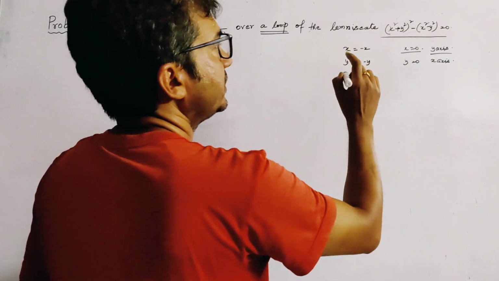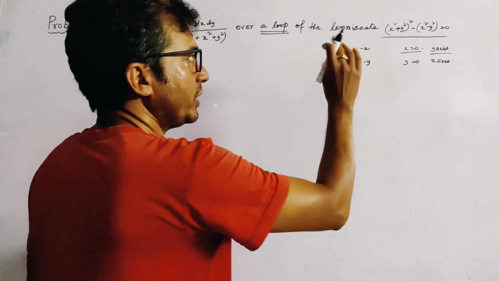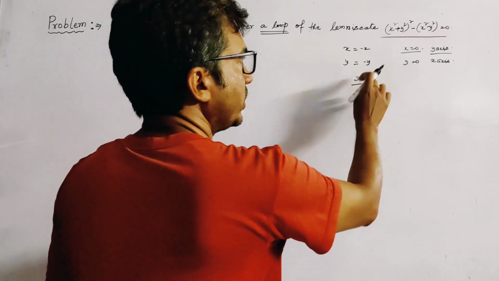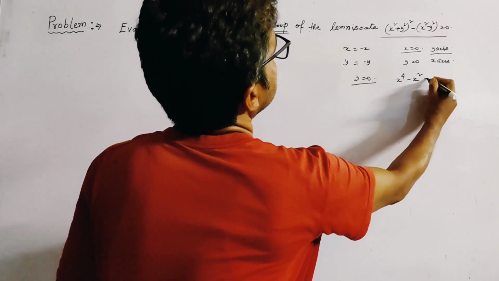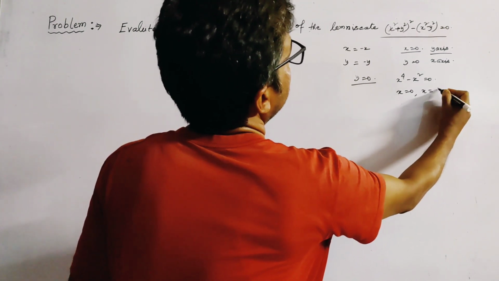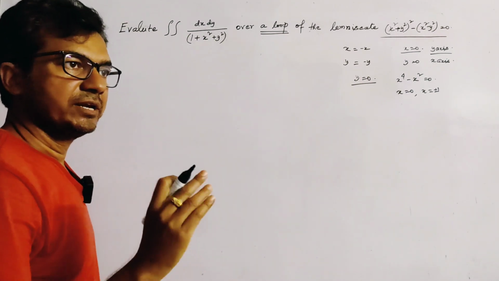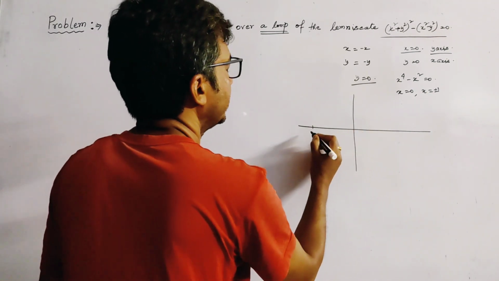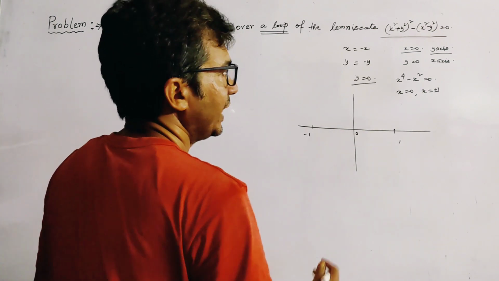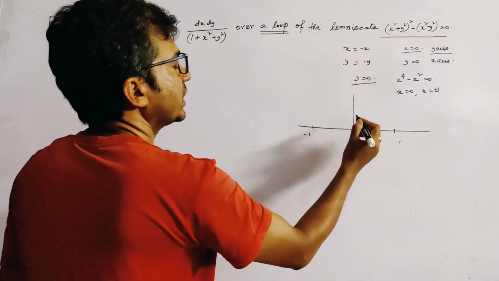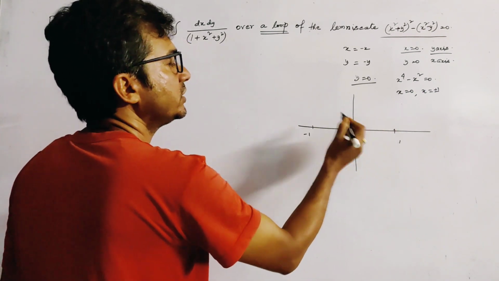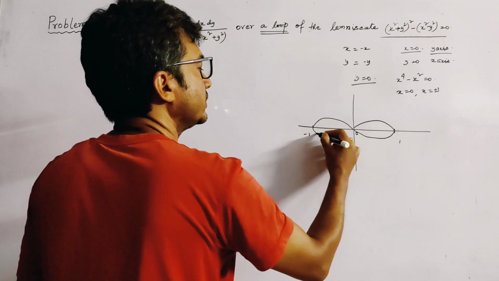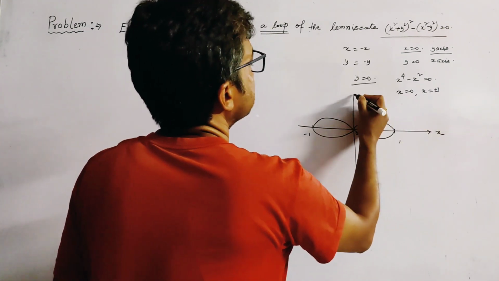Okay. Now we try to find the points of intersection on the x axis. To find this, we put y equal to 0, because on the x axis any point is x comma 0. We get x to the power 4 minus x square equal to 0. So x equal to 0 and x equal to plus minus 1. There are three points of intersection. Now we try to draw the lemniscate. Here this is minus 1, this is 1, and this is 0. Since the curve is symmetric about the x axis and y axis, the curve has one loop between 0 and 1 and one loop between minus 1 and 0. So the curve looks like this, symmetric about the x axis and the y axis.